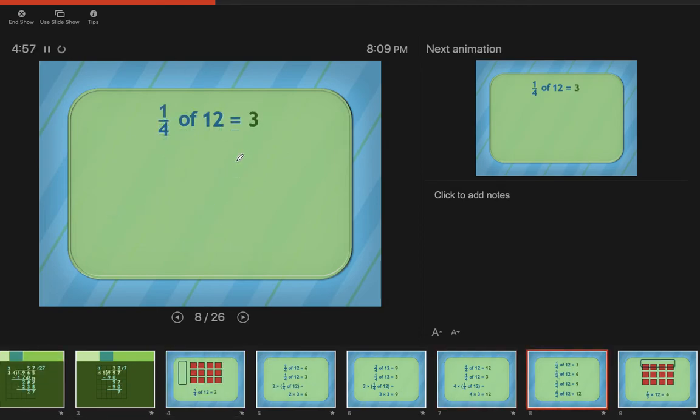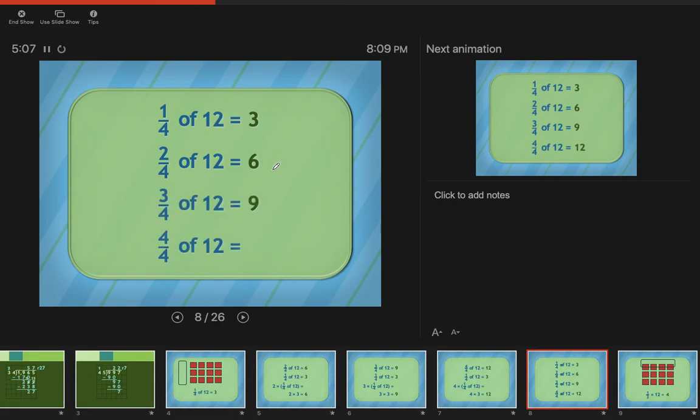So 1/4 of 12 is 3. 2/4 of 12 was what? 6. 3/4 of 12 was 9. 4/4 of 12 was 12. Are we seeing a pattern here? And just like I said earlier, what can we take out right here? What does of mean in our mathematical language? What operation does of mean?